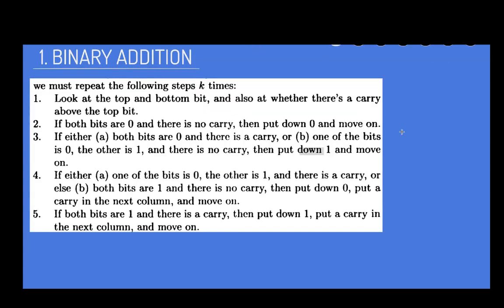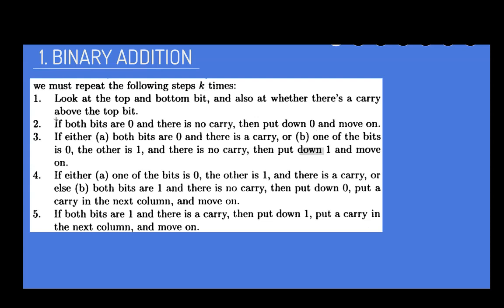Let us consider binary addition. In binary addition, we must repeat the following steps. At each place, we should look at the top and bottom bit and also should check whether there is a carry above the top bit. The first possibility is when both bits are 0 and there is no carry. In that case, the sum of the digits will be 0, so we should put down 0 and move on.